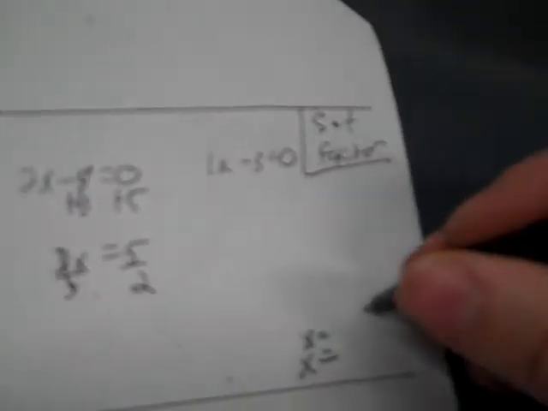So I add 5, that's 5. And you can divide 5 by 2. You can write 2.5 down, or you can just put 5 over 2. Then here we add 3 to both sides, that's 3. You don't need to divide by 1.